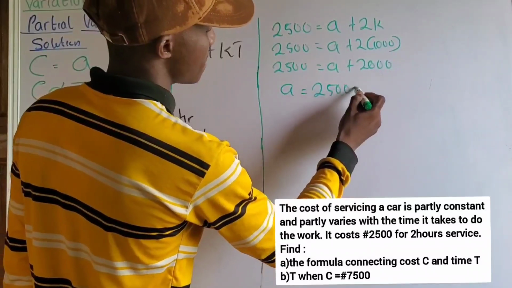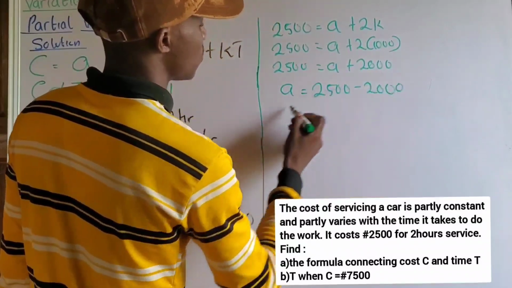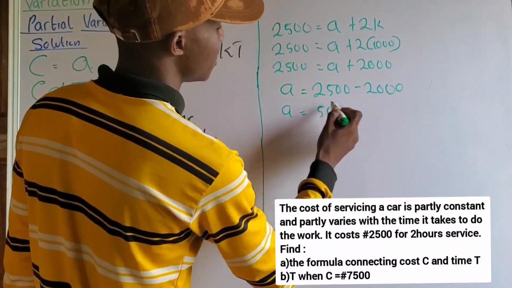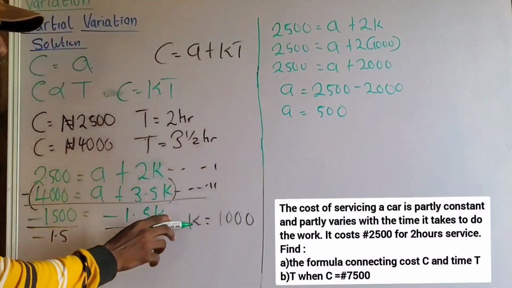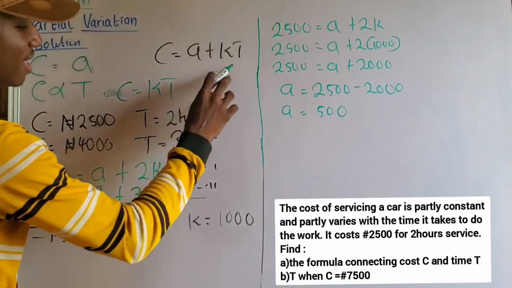Okay, now, to make A the subject of the formula, I'm going to have A equals 2,500 naira minus 2,000, okay? So A equals 500. A equals 500. So the value of the constant is what? 500. And the value of K, which is the proportionality constant, is 1000.